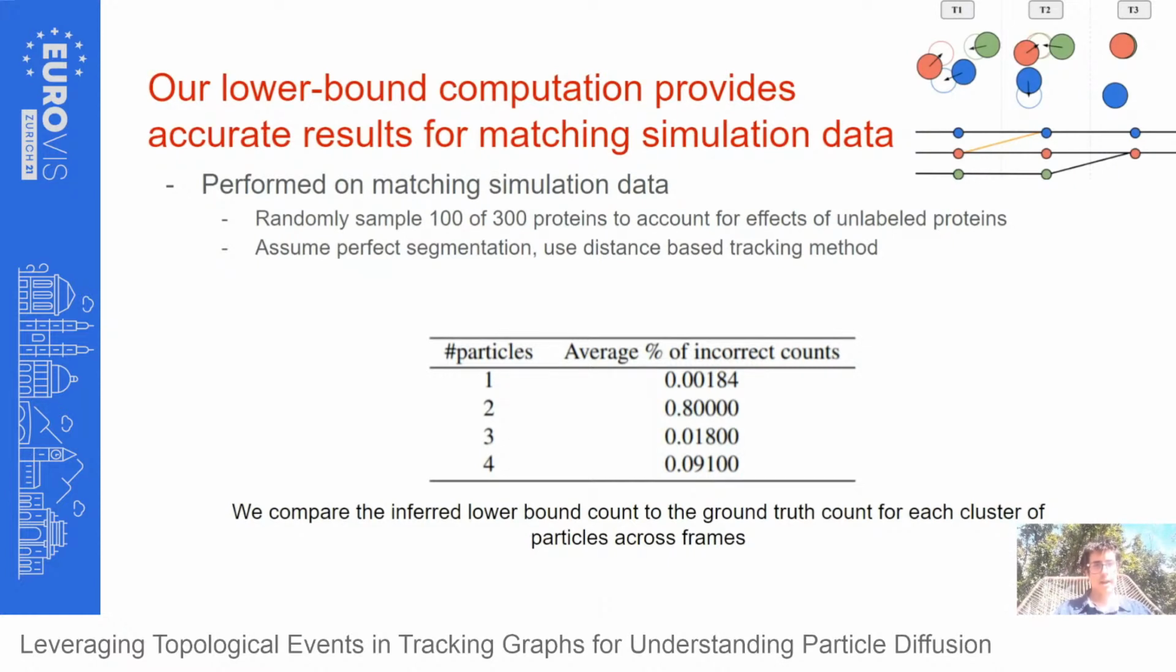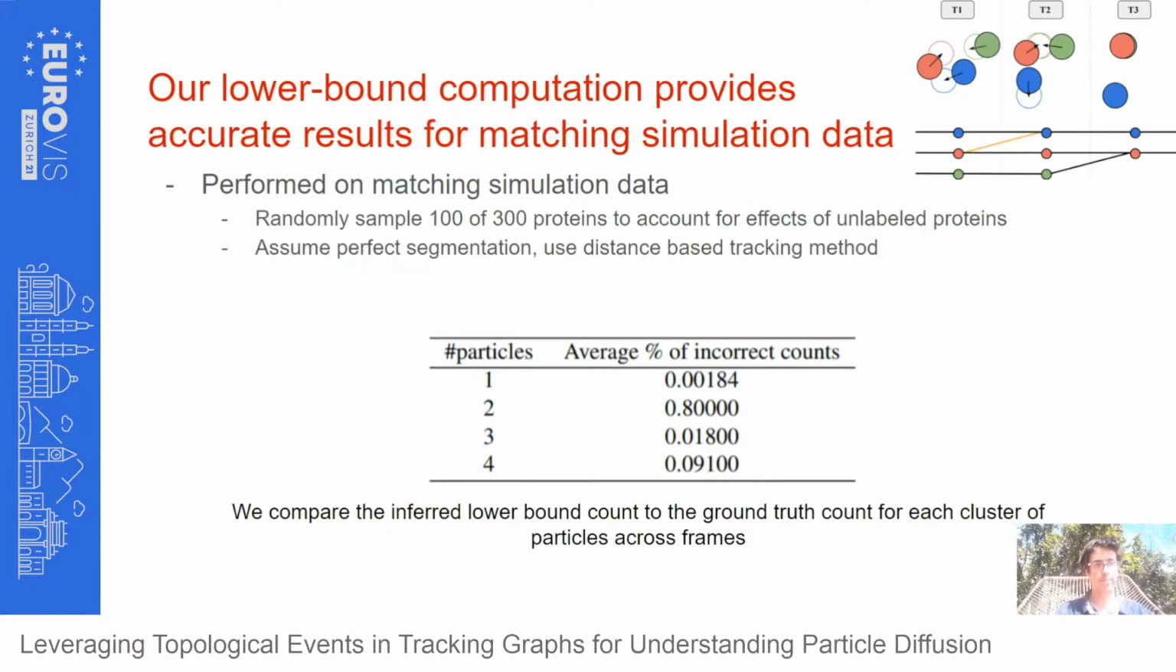We found that the estimated counts are very accurate. For clusters with ground truth cluster sizes 1, 2, 3, and 4, the percentage of incorrect counts are shown on this table. Remember that we removed edges that correspond to glancing events. The incorrect inferred counts are in part the result of removing edges that represent a cluster of particles passing one particle to another cluster. However, because there are so few of these events, the accuracy of our technique is still very high.